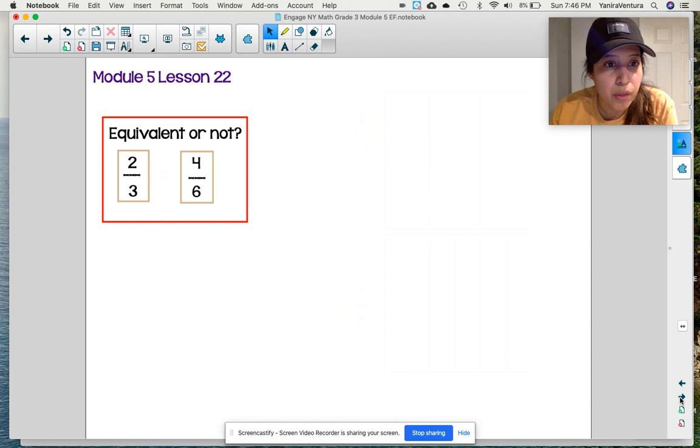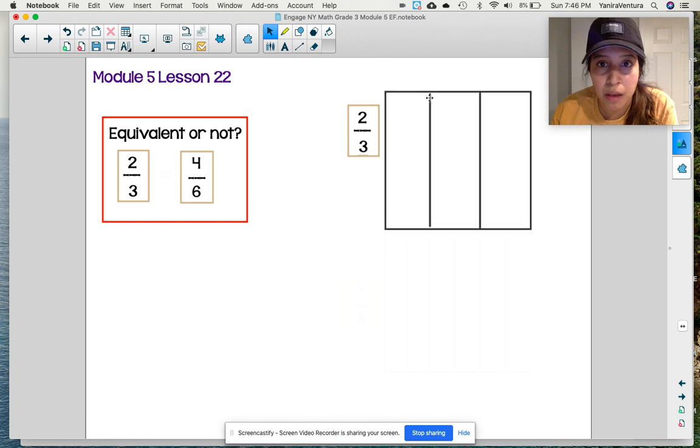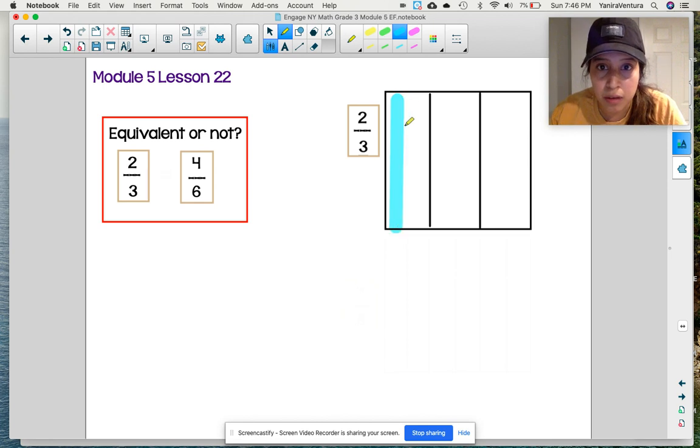We want to find out whether 2/3 and 4/6 are equivalent. So I'm going to show 2/3 on this fraction model here, and we're going to go ahead and shade in 2/3. Don't know what happened there, so let's try that again. All right, so here we have 2/3.